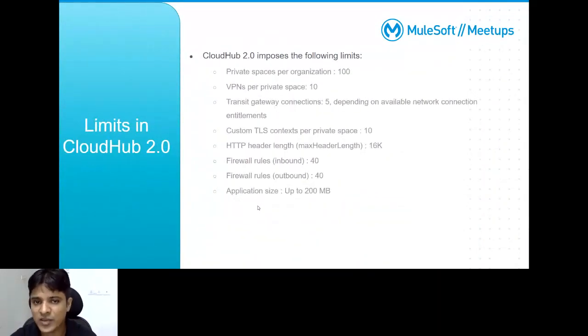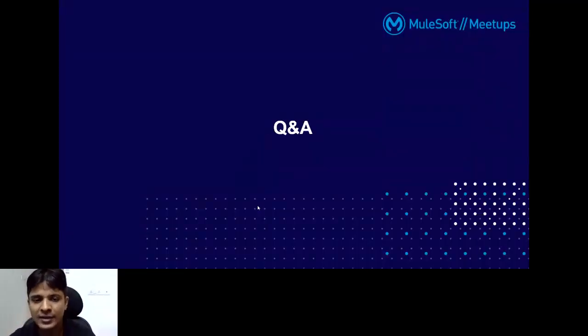Limitations: we can create 100 private spaces per organization, 10 VPNs, and transit gateway based on your license, but we can create 5. We can upload 10 custom TLS contexts. We can create 40 firewall rules, and application size is equivalent to CloudHub 1.0, I guess, 200 MB. And that's all from my side.